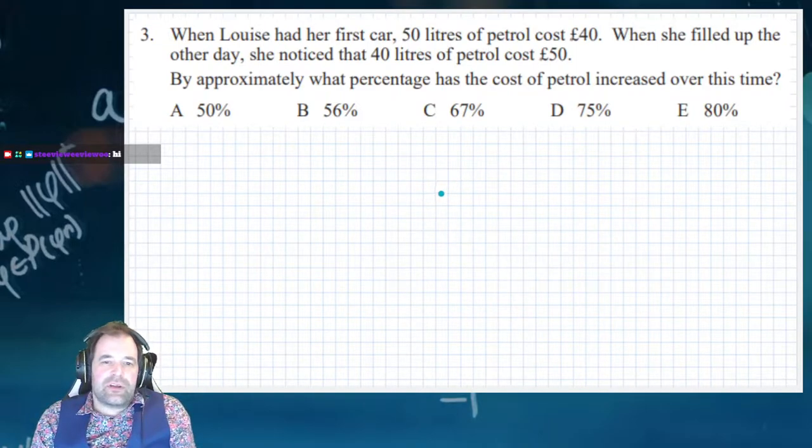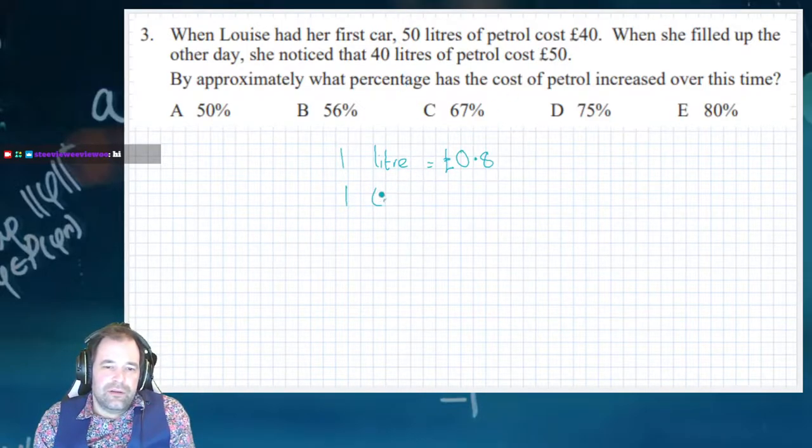When Louise had her first car, 50 litres of petrol cost £40. When she filled up the other day, she noticed that 40 litres of petrol cost £50. By approximately what percentage has the cost of petrol increased over this time? Alright, so we're looking for the cost. So 1 litre initially cost 40 divided by 50 or £0.8. And now 40 litres of petrol costs £50. So 1 litre costs 50 divided by 40, which is £1.25.